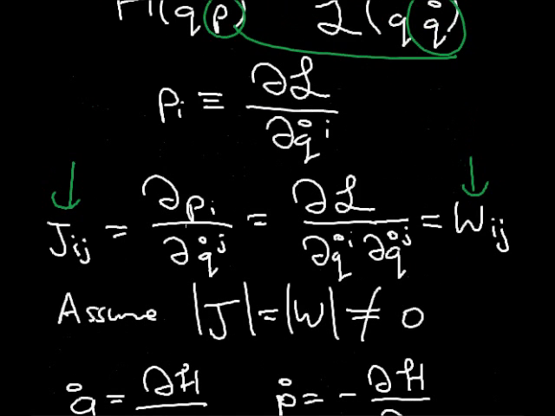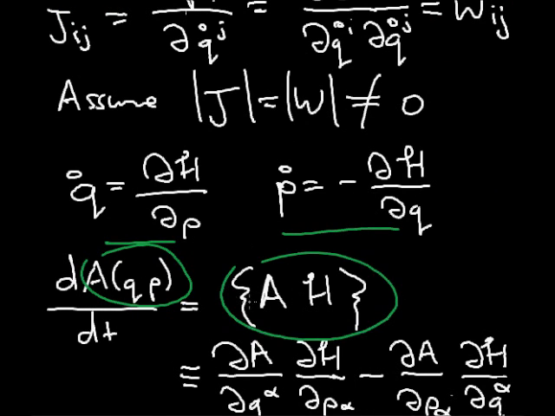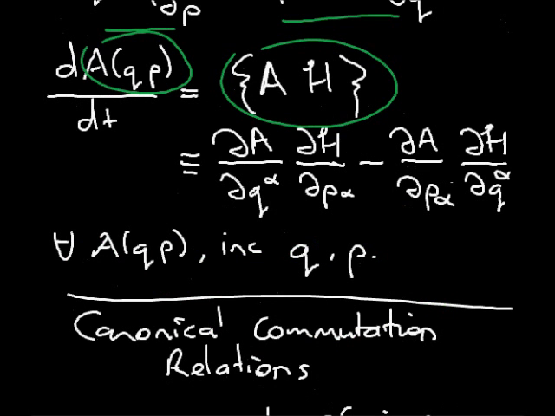These beautiful symmetric Hamiltonian equations imply that a general function A of q and p will evolve according to this Poisson bracket. The Hamiltonian equations themselves are a special case. The Poisson bracket of position with its canonically conjugate momentum equals 1. All other pairs of phase space coordinates have vanishing Poisson bracket.